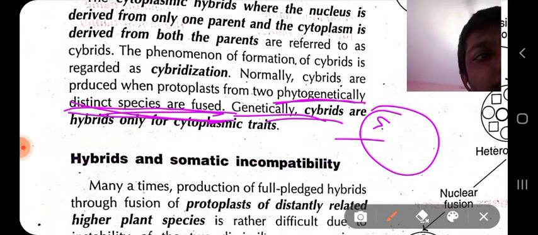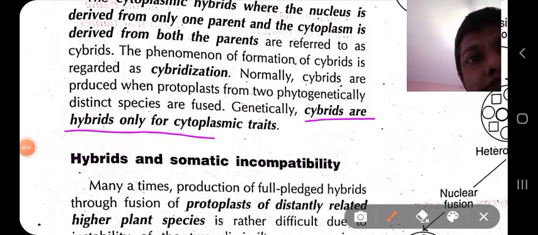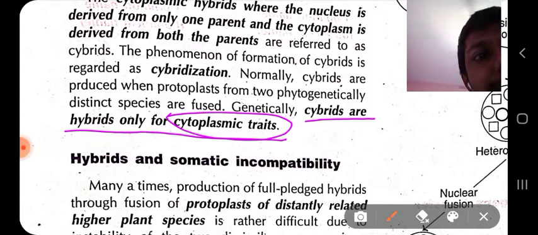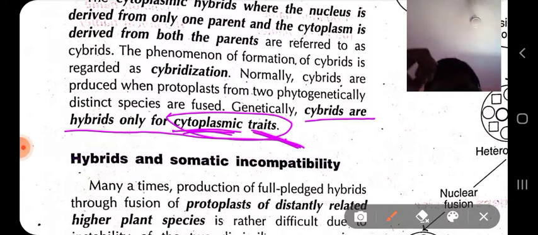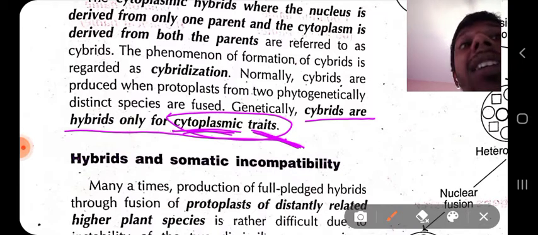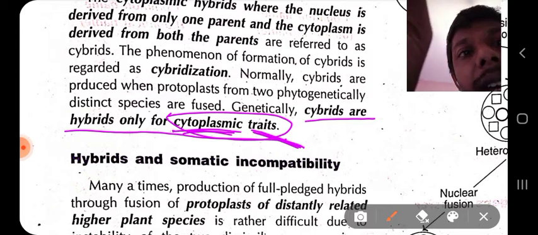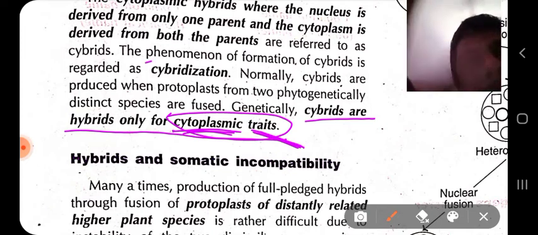And why are we doing this formation? We are doing it because it is written here that cybrids are meant only for cytoplasmic traits. Traits means characters. The characters that are derived from cytoplasmic genes are called cytoplasmic traits. We have seen in non-Mendelian genetics how the maternal effect is affecting, for example, skin color, and many other things. Depending on that, we do cybridization.